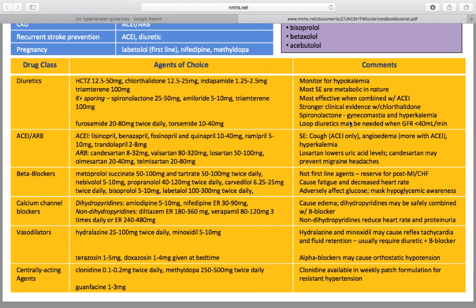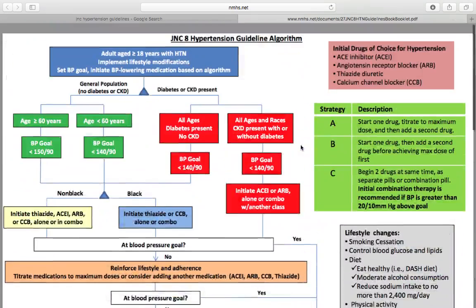And then comments. So this is good things as far as just adverse effects. Calcium channel blockers, edema. That's a good one to know about. ACE inhibitors, cough, angioedema, hyperkalemia. Sorry, we'll get on to this in the slides. I'm seeing some good stuff on here, getting excited for you all.